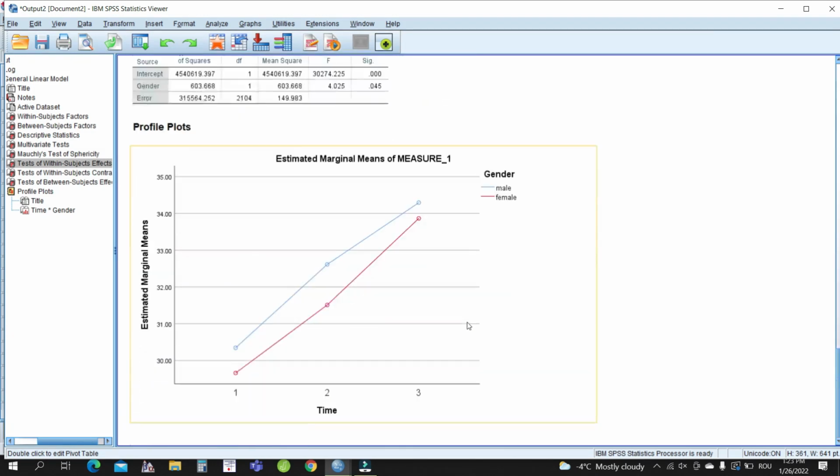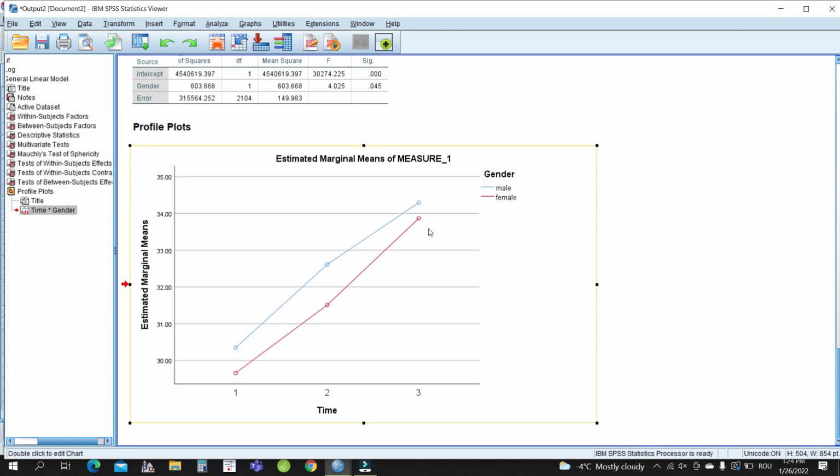Now, let's inspect the graph. First, please observe that all over the graph, the blue line, which represents the self-esteem of boys, is superior to the red line, which represents the self-esteem of girls. This is the independent effect of gender upon self-esteem. Also, please observe that ignoring the gender, there is an overall tendency for the means of self-esteem to increase from one semester to another. This is the independent effect of time.